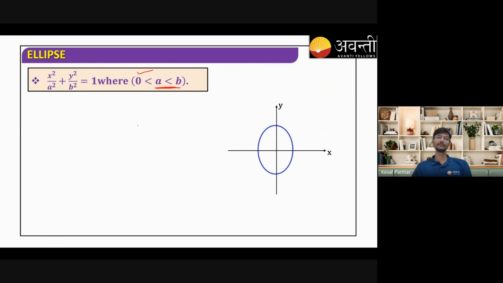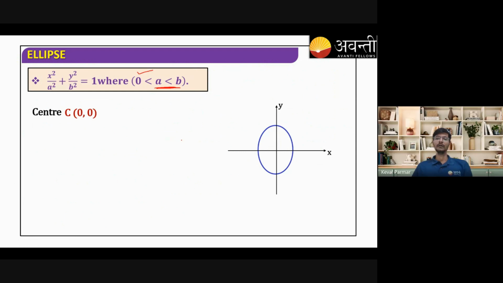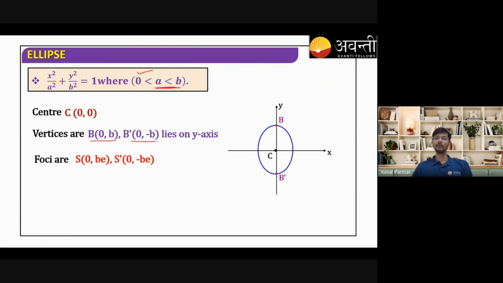Let's define the terms. Center will be 0, 0. Vertices are this now, B and B dash. The coordinates obviously remain the same. Foci. Now, foci will be on the y-axis. That means their coordinates will be 0, b and 0, minus b.